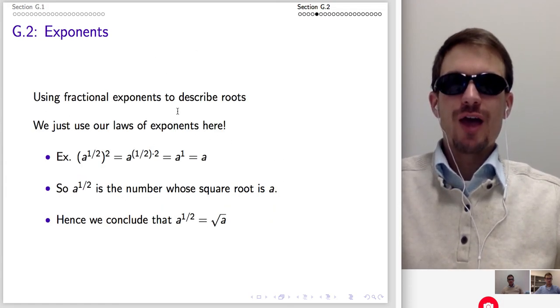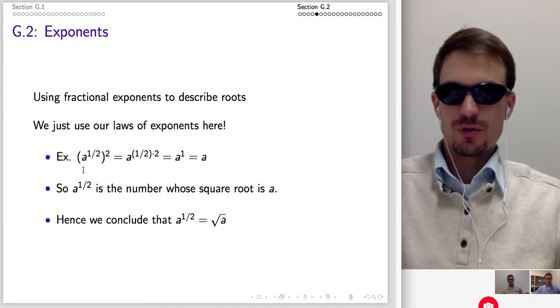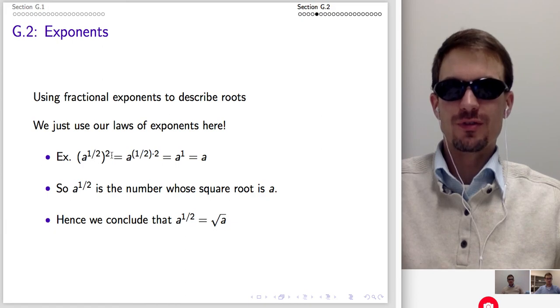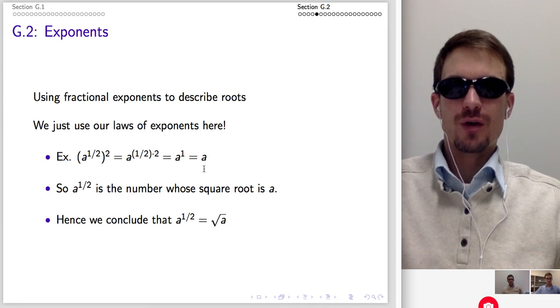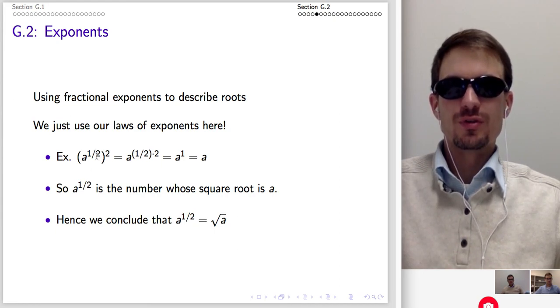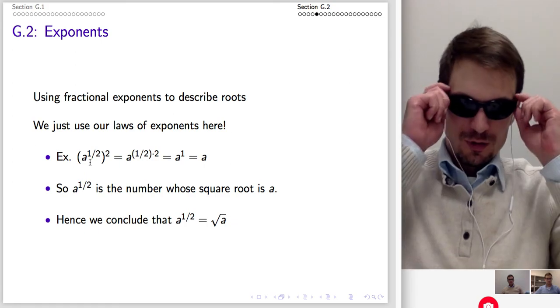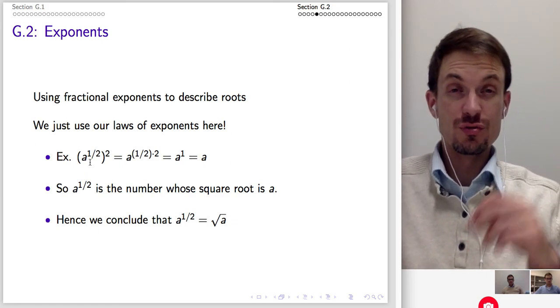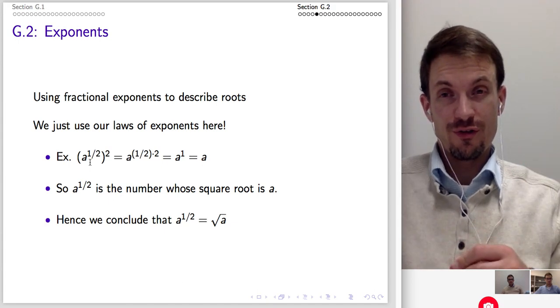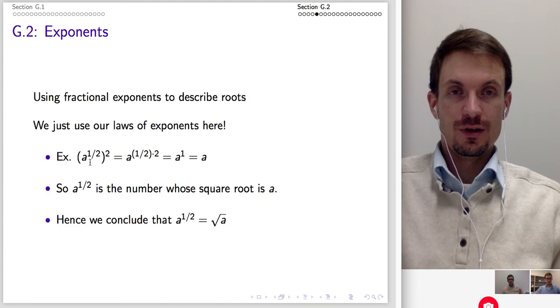Okay, so we can use fractional exponents to describe roots. Here we're just using our laws of exponents. So a to the 1/2 squared is just a to the 1/2 times 2, or a to the 1, or a. What's this telling us? This is saying the square root squared is just the base. The square root of a squared is just a. So we know this already. Root 2 squared is just 2. Root 5 squared is just 5. Root x squared is just x.